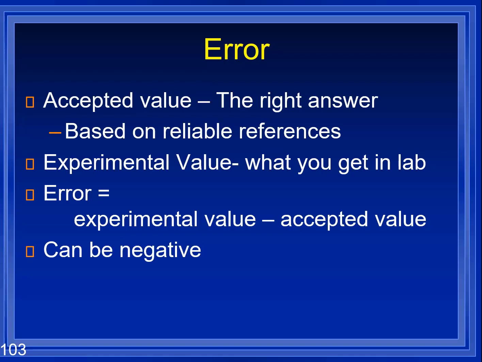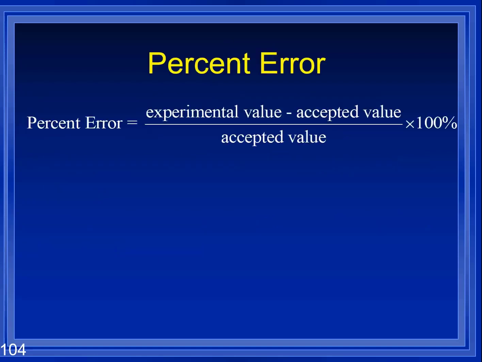So error by itself doesn't tell us very much. We need to compare it to the right value. And that is called percent error. So percent error is the experimental value minus the accepted value, divided by that quantity, divided by the accepted value, times 100%.